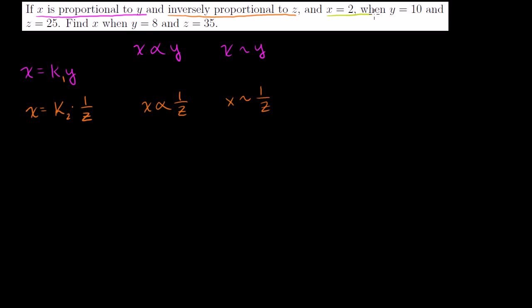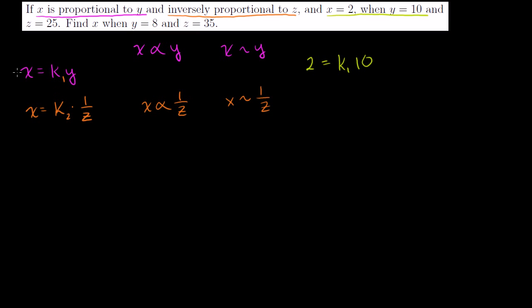X is equal to 2 when y is equal to 10. So x is equal to 2 when k1 is multiplied by y. That's what that statement tells us. And y is 10 when k1 is multiplied by 10. X is 2 when y is 10. I just put those numbers in there. And then we can actually use this now to solve for k1.